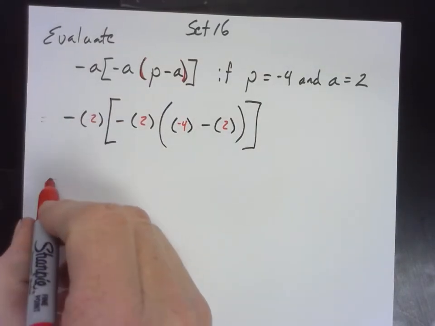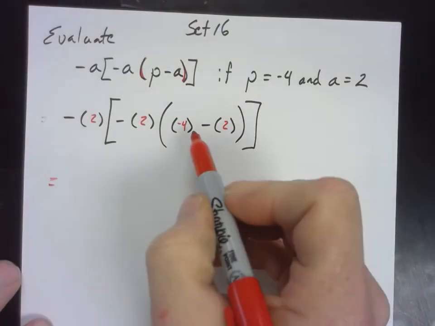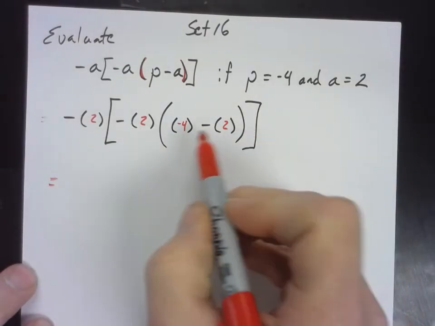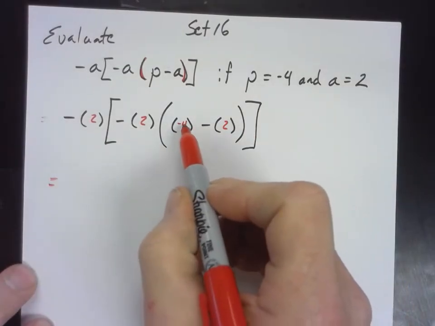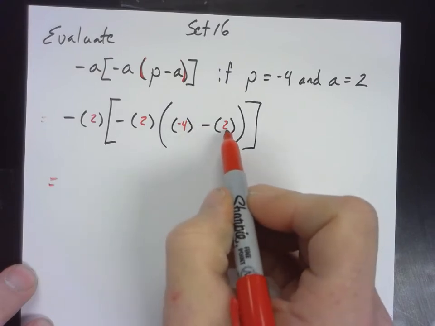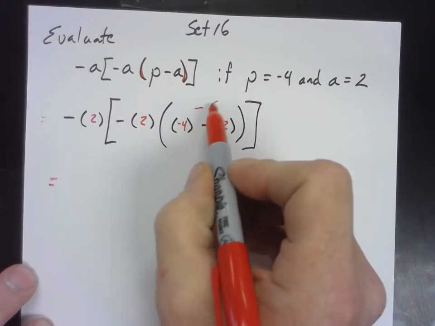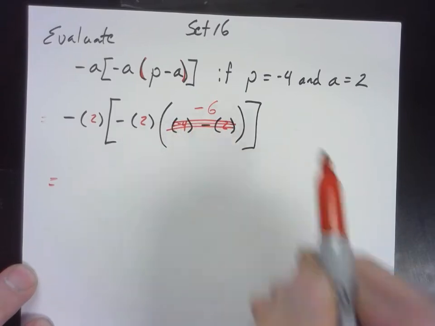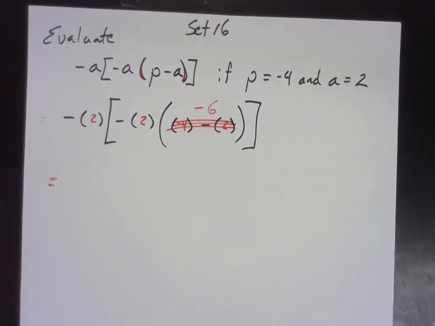Then, I guess we have the whole thing written out. So can we go ahead and do the opposite of 4 subtract 2? So that's -6 right there. So that takes care of that. Now do you see it's all multiplication? It's the opposite of 2 times the opposite of 2 times the opposite of 6.